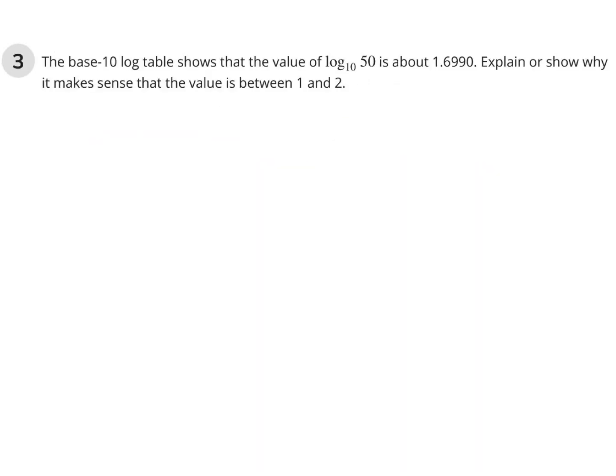The base 10 log table shows us that the value of log 50 is about 1.699. Explain or show why it makes sense that the value is between 1 and 2. So the log base 10 of 10 is 1. Log base 10 of 100 has 2 zeros, so it's 2. So log of 50 is in between 1 and 2. It's a little bit higher. It's not 1.5. It's a little higher, but that's due to the nature of the graph. I'll talk about that if we get to the graphing.